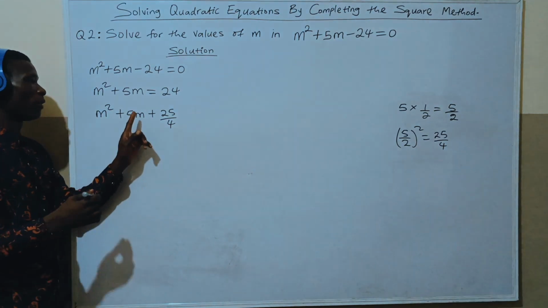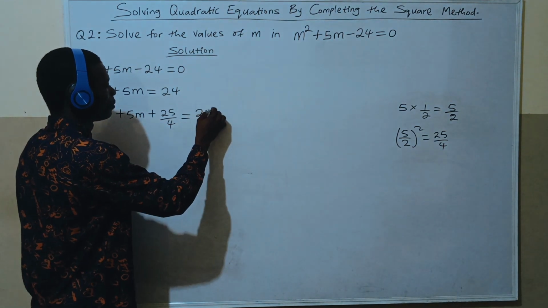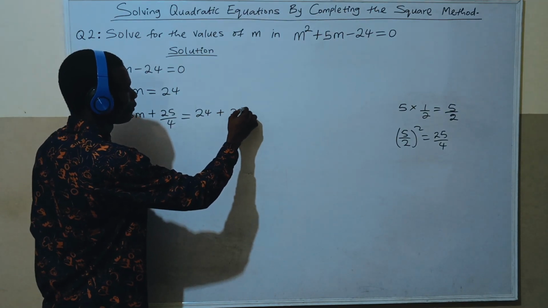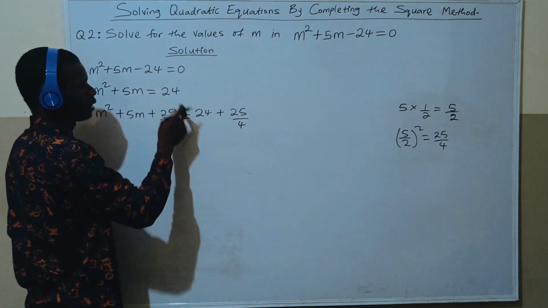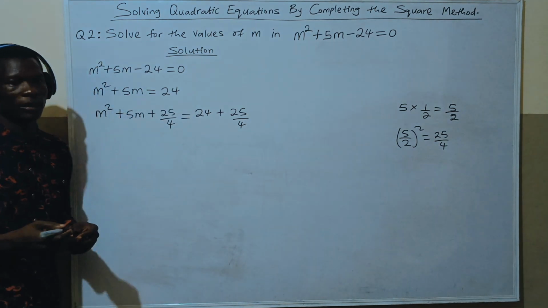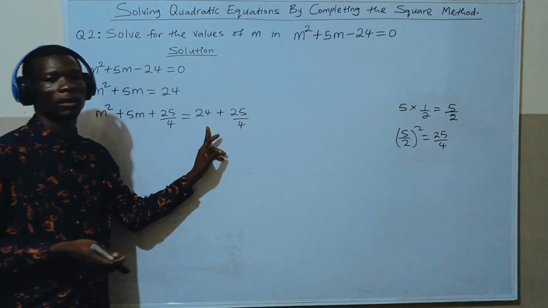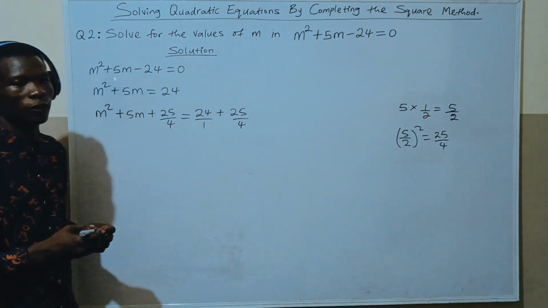And don't forget, whatever you do to the left hand side, you also do to the right hand side of the equal sign. So that's going to be 24 also plus what? 25 over 4. It's 24, and then this 25 over 4 added to the left hand side and also added to the right hand side. And another thing you should take note of is that whenever you're having a whole number, the whole number always has a denominator of 1.